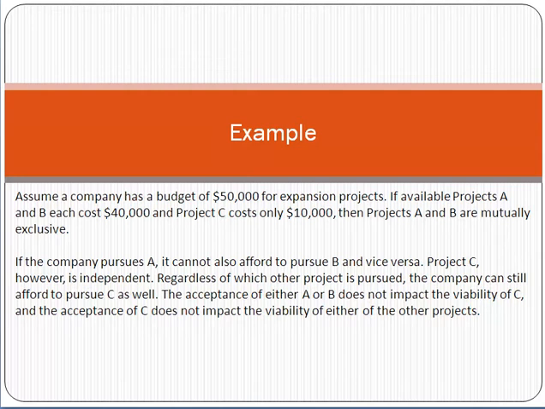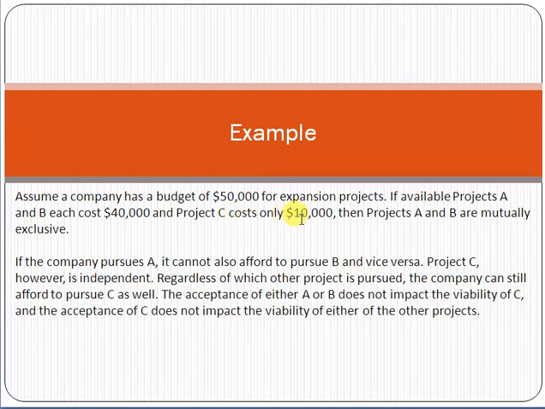Why? What does it mean? Just see this concept here. The total budget which the company has is $50,000. Project A and project B are each $40,000, and project C is $10,000.